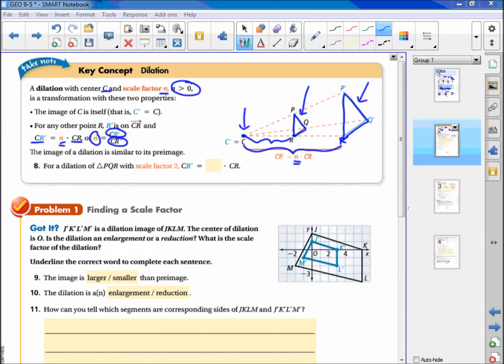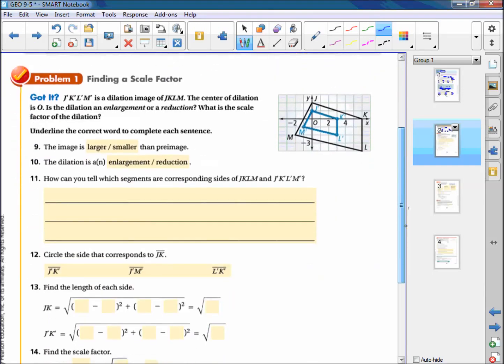So for a dilation of triangle PQR with a scale factor of 2, the distance from C to R prime is equal to 2 times the distance from C to R. Or if it was a scale factor of 3, it would be 3 times the distance from C to R. Also, the distance of the new image, P prime R prime, would be the scale factor times P to R. Okay. All right, problem number 1, finding a scale factor.